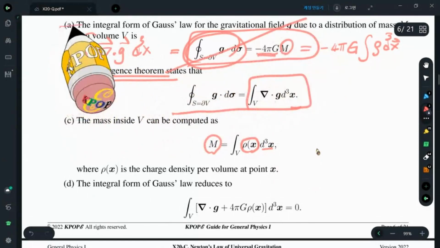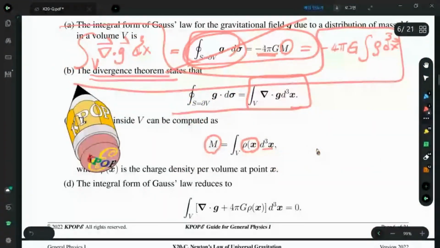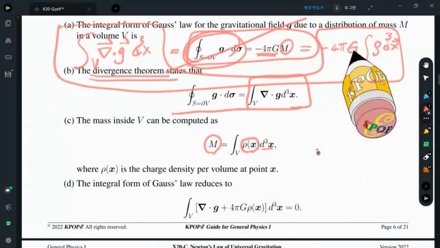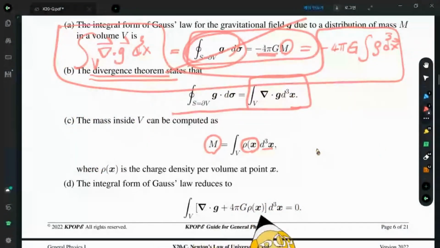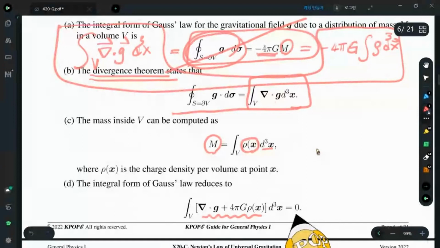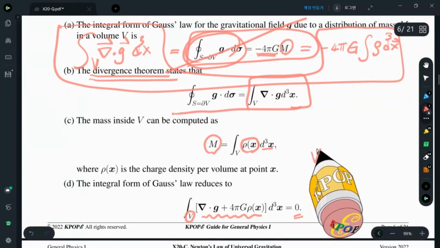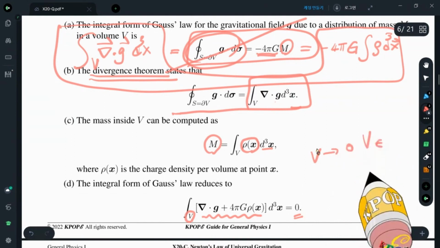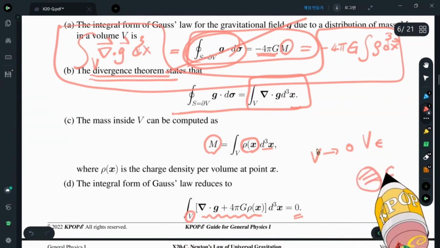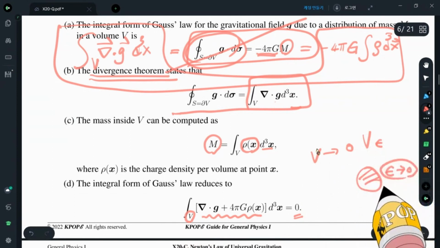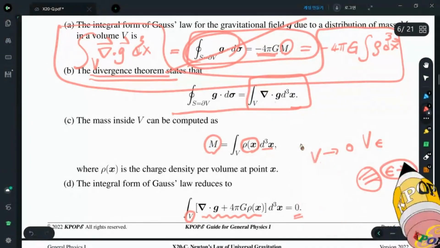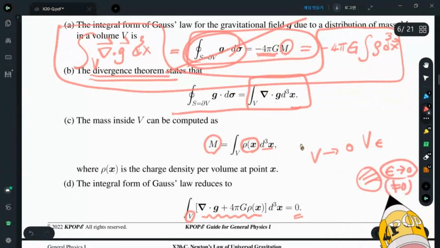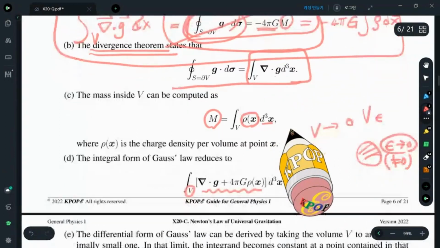Just erase this, forget about this, and connect these two. Then this integrand can be combined to give the integral to be exactly 0. This volume can be chosen arbitrarily. So why don't we take this volume to be a very tiny one, such as V epsilon, the circle of radius epsilon, and we take the limit as epsilon goes to 0. Goes to 0 means it is not exactly 0, but it is arbitrarily small.